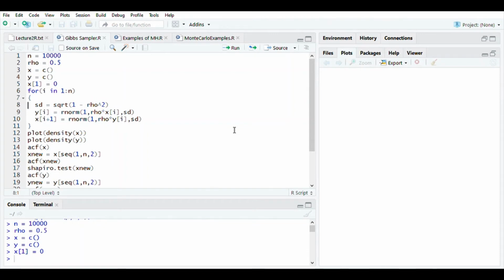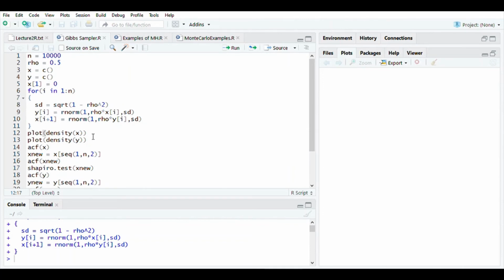So what we are going to do is generate y from the conditional distribution of y given x, and then generate x from the conditional distribution of x given y, so that we will have the paired observations x1, y1. So x1 will give you y1, y1 will give you x2, x2 will give you y2, and so on. So this is how it is implemented. Standard deviation I am computing first. Don't forget that in R you have to give standard deviation and not variance. So let us try to run this portion first.